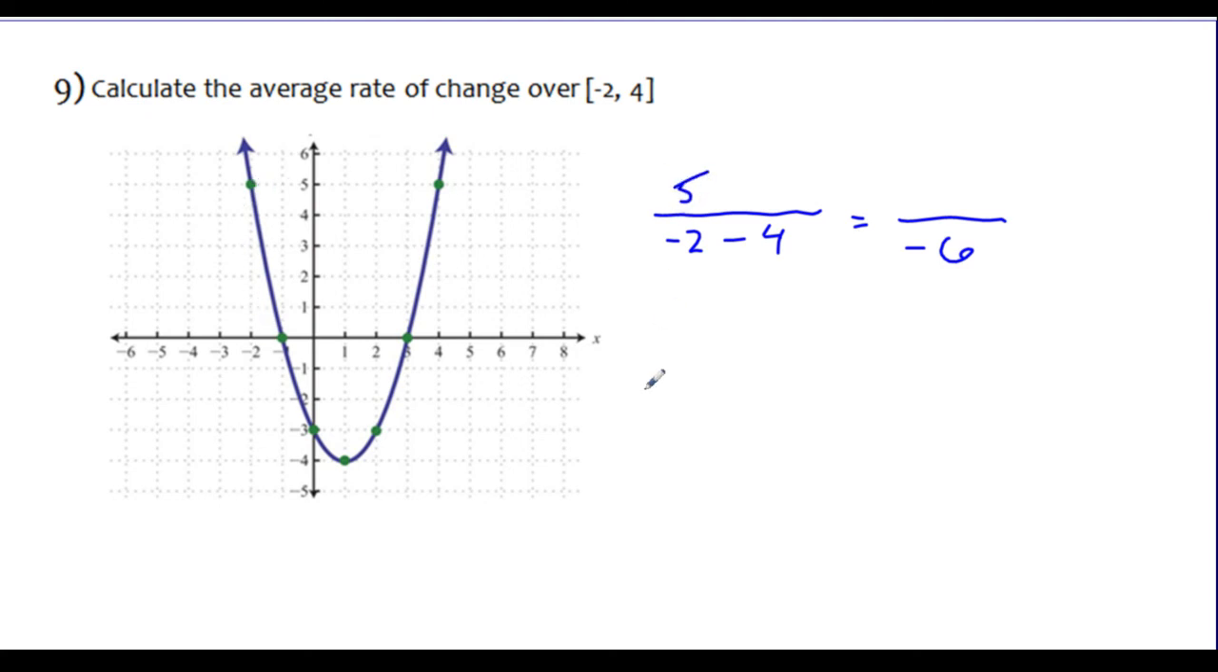So I'm going to say -2 comma 5 is a point. When I go over to 4, I also go up to 5. So in this case, it looks like 0 is my average rate of change. It's just how I got the points that are different from the last problem. The last one I had to plug into an equation to get them. This one I need to look at the graph to get them.